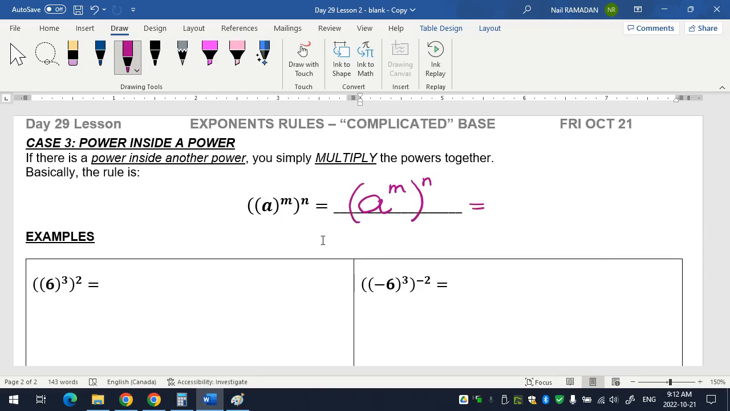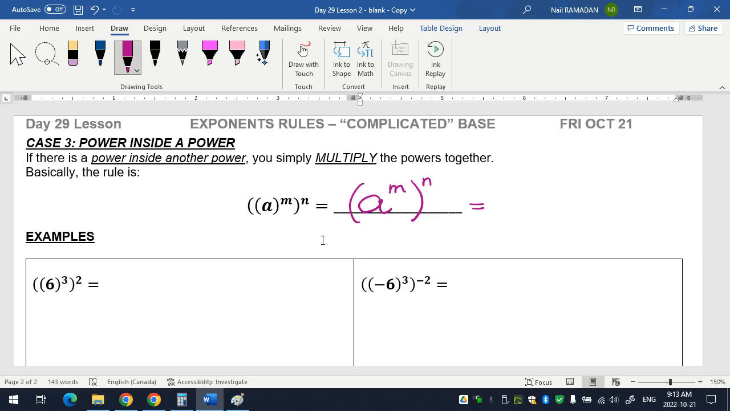What does the rule say here? The rule says if you have a power inside of a bracket of another power, you end up just having to multiply those two. Multiply the m and the n. By the way, this is one of the most common mistakes in writing exponents. Many people, instead of multiplying, they add.